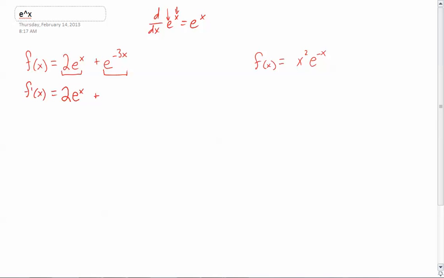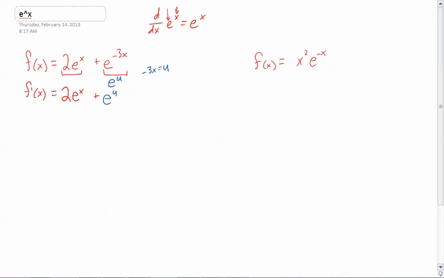Now here it's going to get a little bit more difficult because this is not e to the x power. So what I'm going to do is say just for a minute that negative 3x equals u. So this is actually e to the u. Now I can take the derivative of e to the u because the derivative of e to the u is e to the u, right? Because the derivative of e to the x is e to the x. So if the x is u, then you take the derivative.